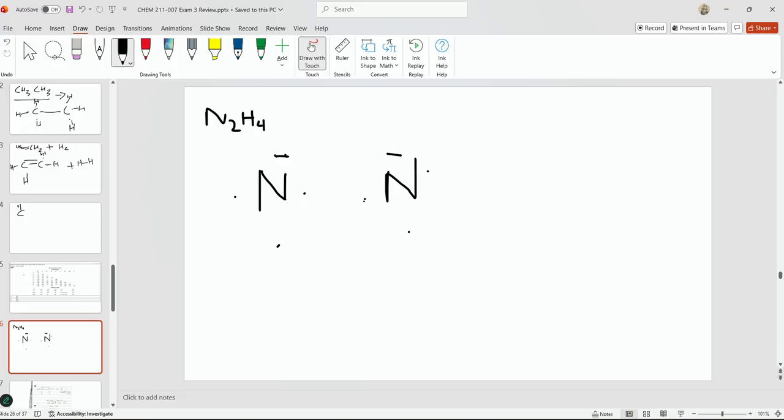Is it going to be single bonds? Is it going to be double bonds? Double bond. Okay, explain to me why. Because we have two single bonds, the lone pair on top can create one. Okay, so we can't have a double bond, right? Listen, we can have a single bond, or we can have a triple bond.